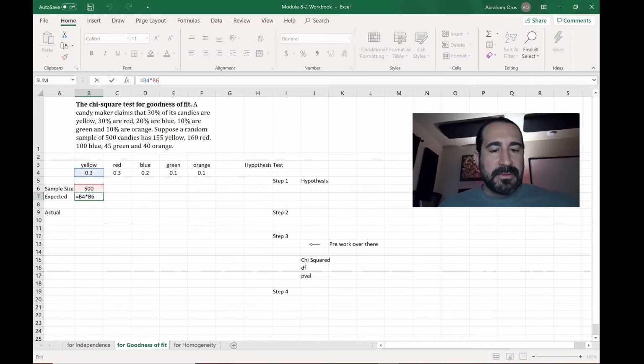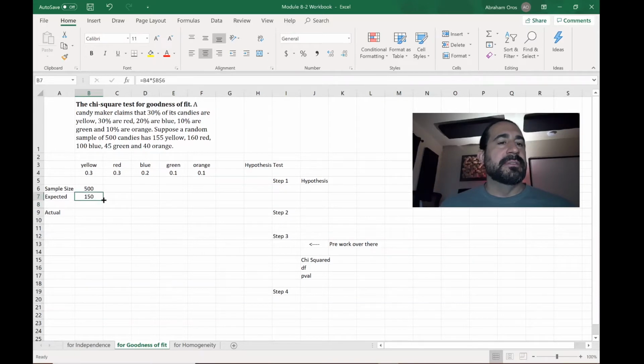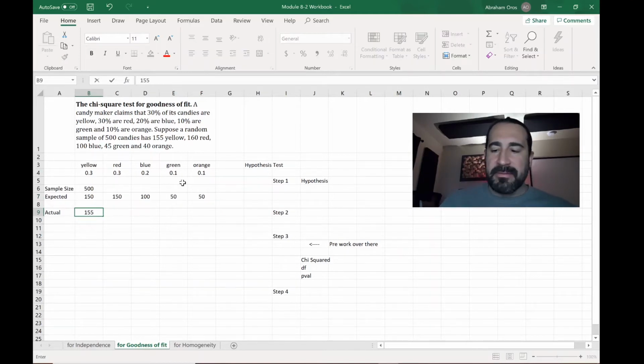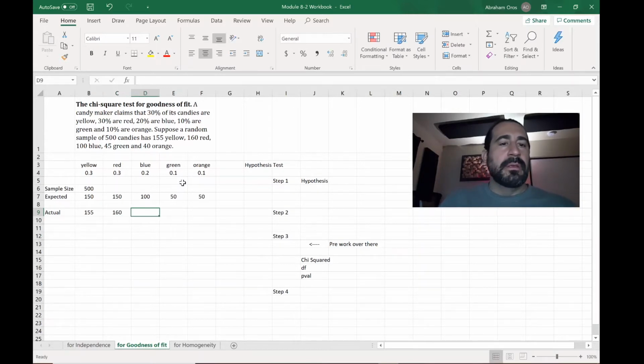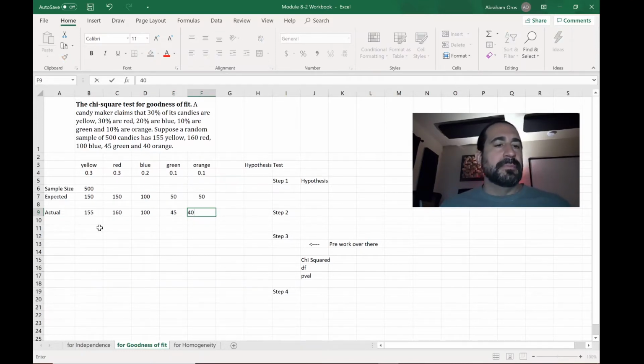Now I'm going to go ahead and freeze this sample size so I can just drag this and not have to type that in every time. So if you go along here, these are each of the expected counts for the different colors. But what we actually have are all listed here. So we have 155 yellow, 160 red, we have 100 blue, 45 green, and 40 orange.